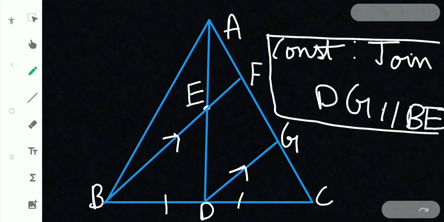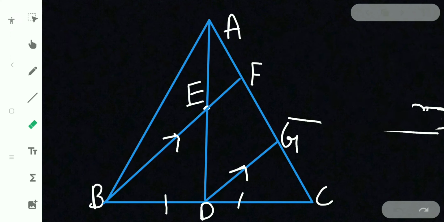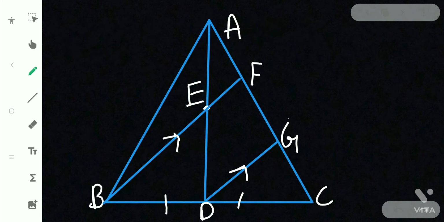Parallel to BE. Okay. Now I am rubbing the construction. Now let us go on to the proof. Now in triangle ADG, just consider this triangle.